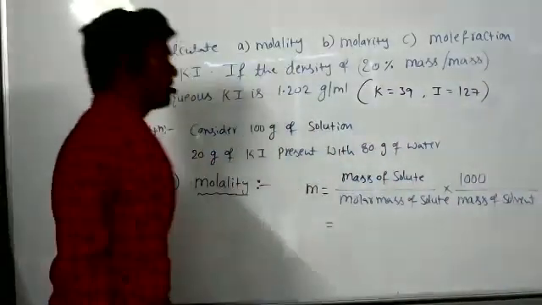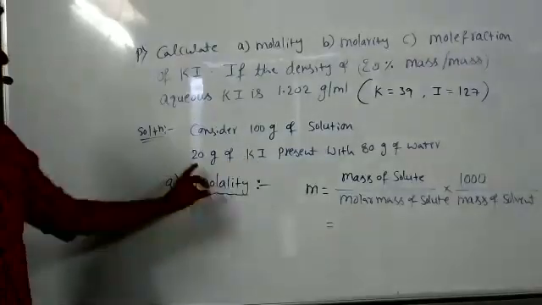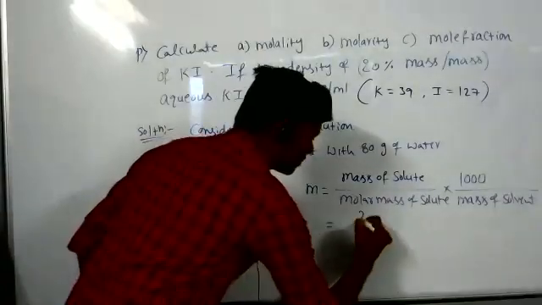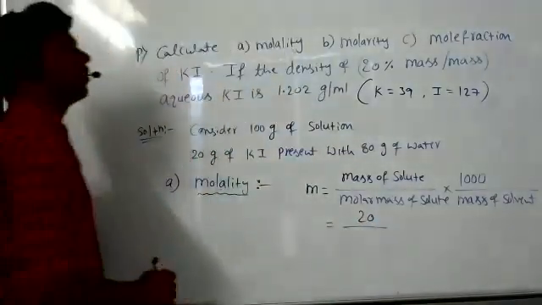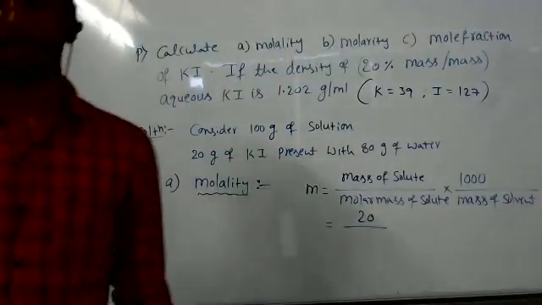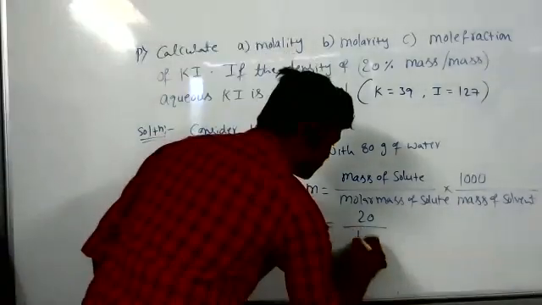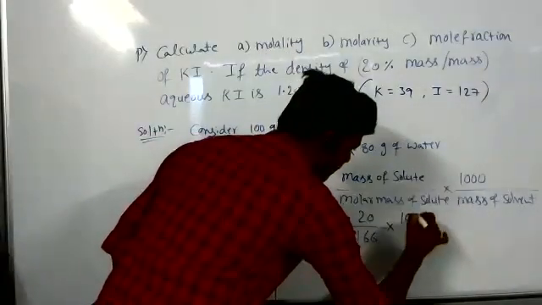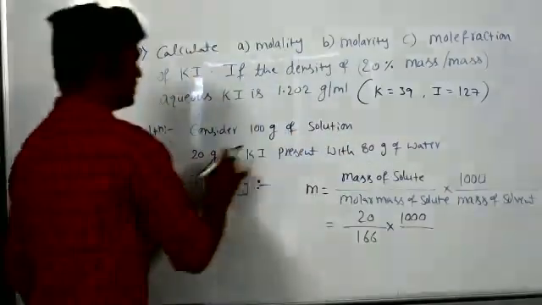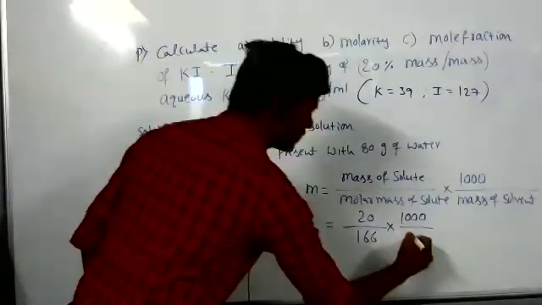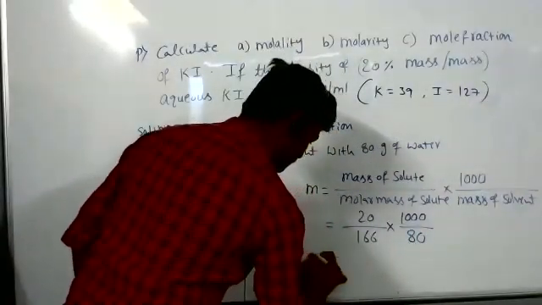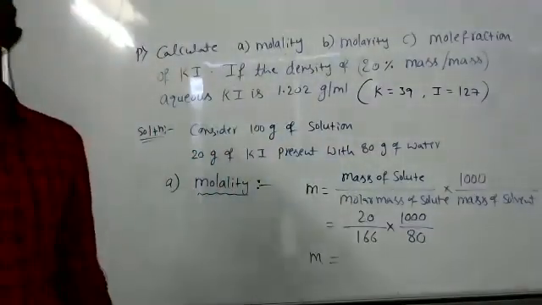Substitute here. Mass of solute, potassium iodide, is 20 grams. And molar mass is 127 plus 39, 166. Into 1000 by mass of solvent, which is 80 grams of water. Calculate and write the molality of the solution.